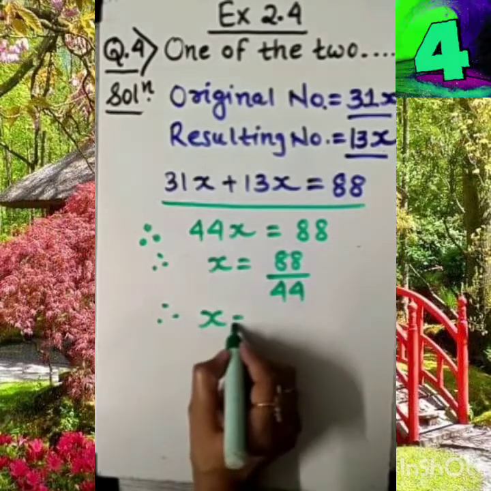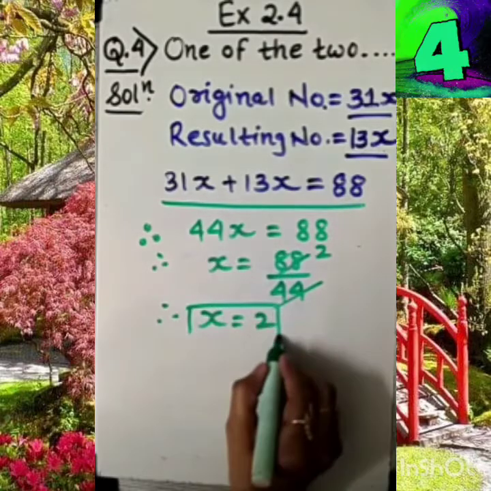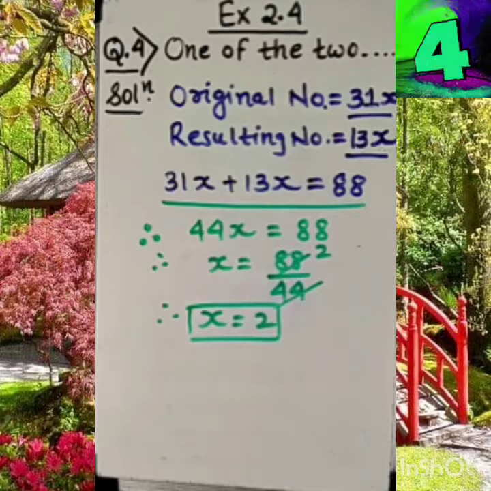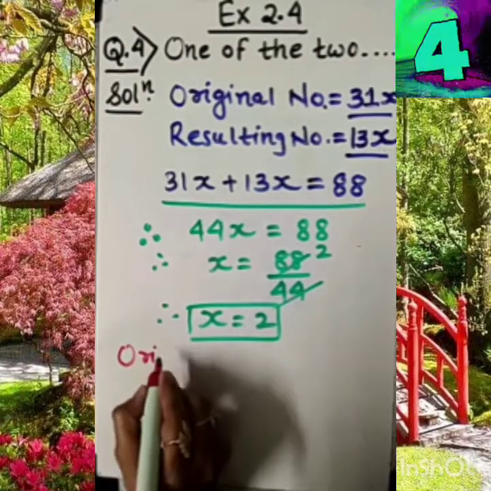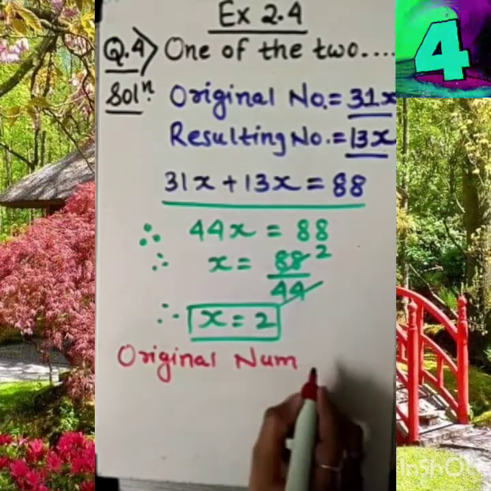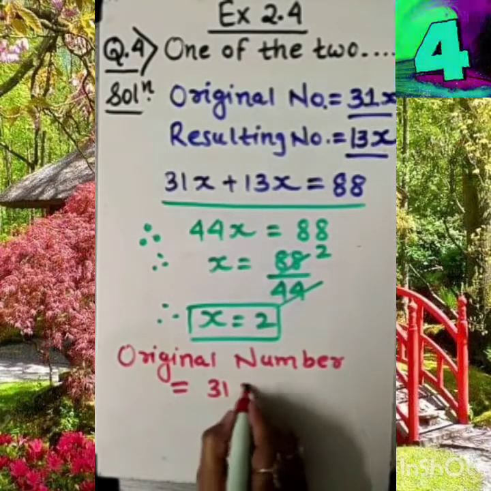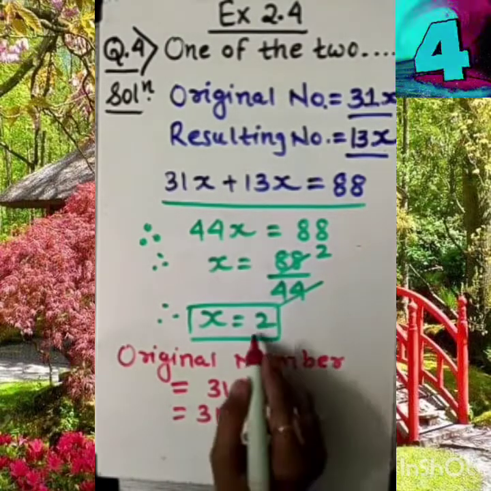Therefore, when we simplify, the value of x will be 2. X equal to 2. Now what we are asked to find in the question is the original number. So let me note down the original number. As we already found, the original number is 31x. So my dear student, here in place of x, I am going to put the value 2.